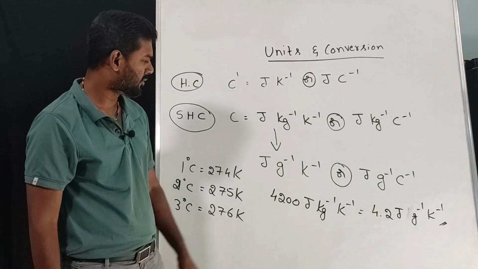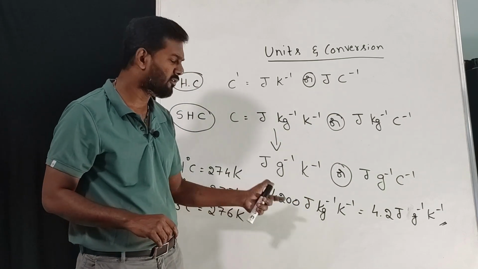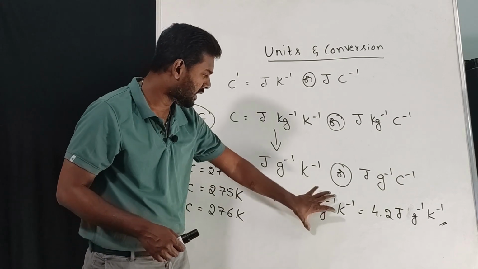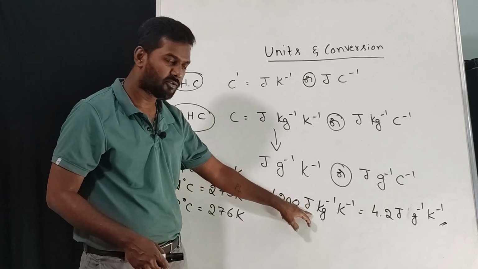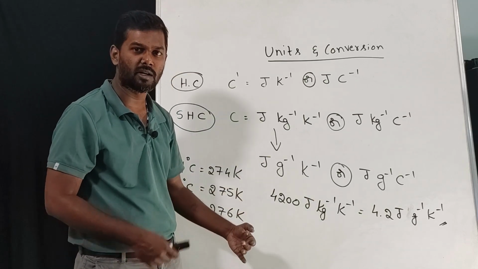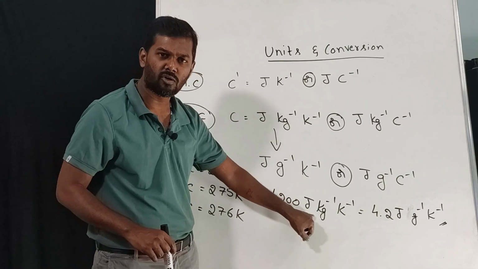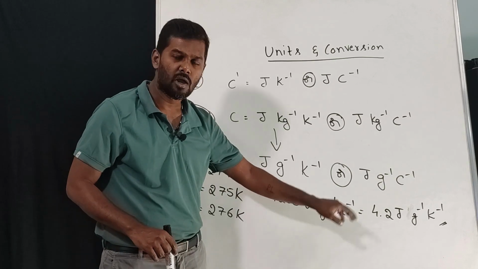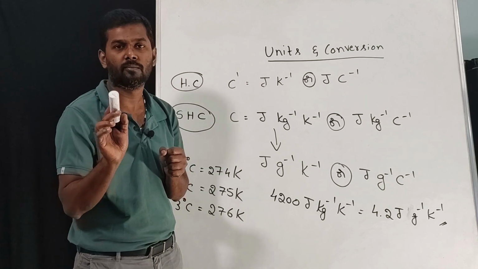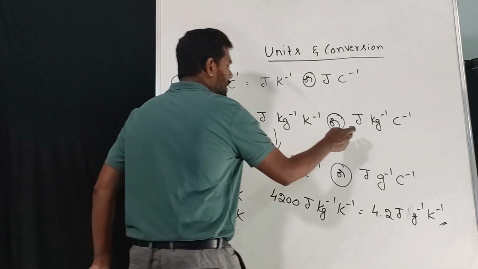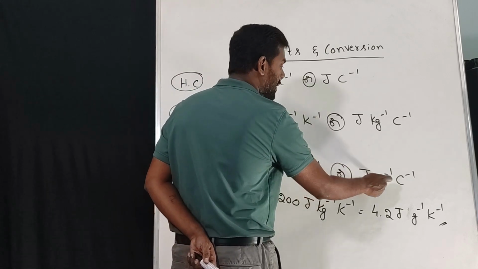You will be wondering, converting from kg to gram, it should be multiplied by 1000, right? But I have divided by 1000. Why? Because here kg is not in the numerator, it is in the denominator. So if you convert kg, which is in the denominator, to gram, you will divide it by 1000. Whenever you are converting joules per kg per Kelvin to joules per gram per Kelvin, you have to divide it by 1000, not multiply. Keep that in mind.